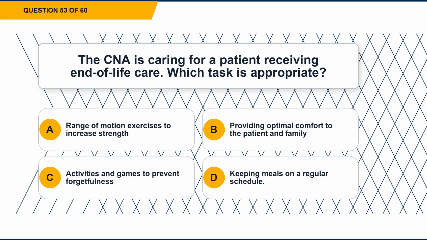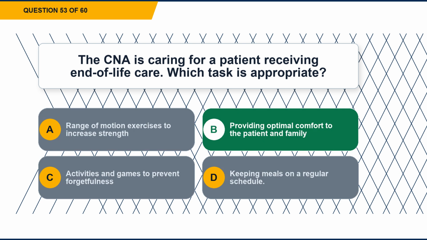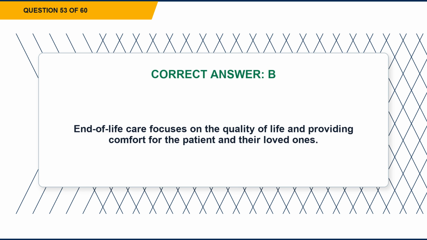Question 53. The CNA is caring for a patient receiving end-of-life care. Which task is appropriate? Option A. Range of motion exercises to increase strength. Option B. Providing optimal comfort to the patient and family. Option C. Activities and games to prevent forgetfulness. Option D. Keeping meals on a regular schedule. The correct answer is option B. Providing optimal comfort to the patient and family. Explanation. End-of-life care focuses on the quality of life and providing comfort for the patient and their loved ones.